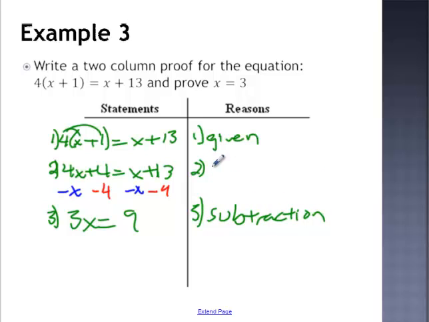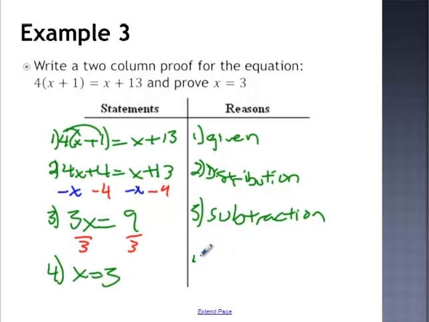I got to step 2 by doing distribution. And I got to step 3 by doing subtraction. Step 4 then, I want to divide both sides by 3. I got there using division.